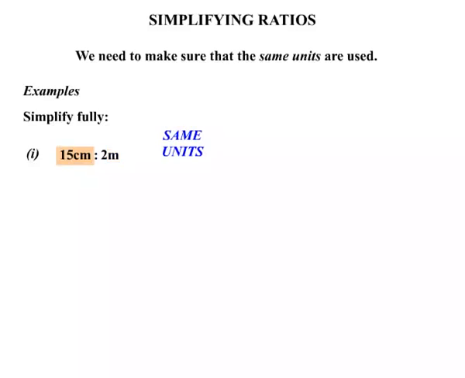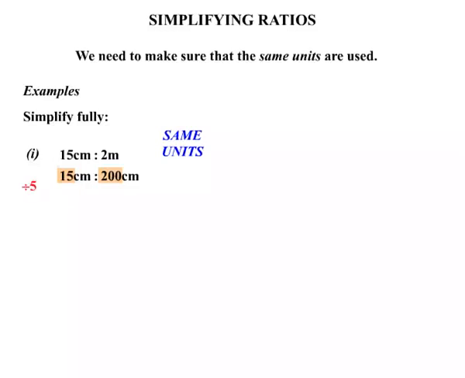So let's think about 15 centimetres. We'll leave it as such, but the 2 metres will change to centimetres. Now 2 metres, of course, is 200 centimetres. Now we can start cancelling down, breaking down the numbers. 15 to 200. What number would go into both?